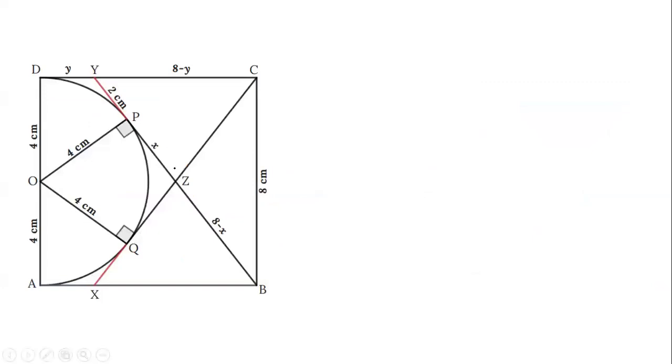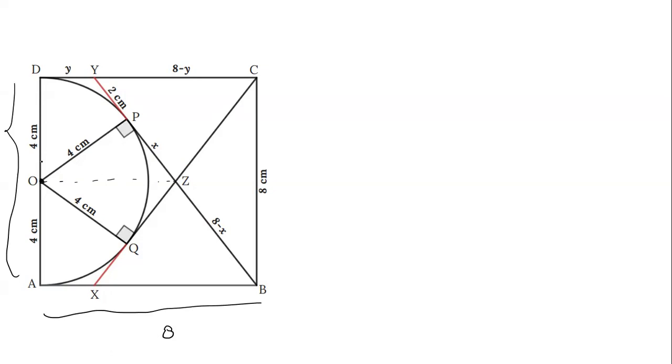So you see this figure. We have to find this area. Our goal is to find this area. So you see, if I join this O point to this Z point, now there are two triangles. One is this and one is this, and both are same. So how are they same? Because this AB has a length of 8, so now you know this AD also has a length of 8.